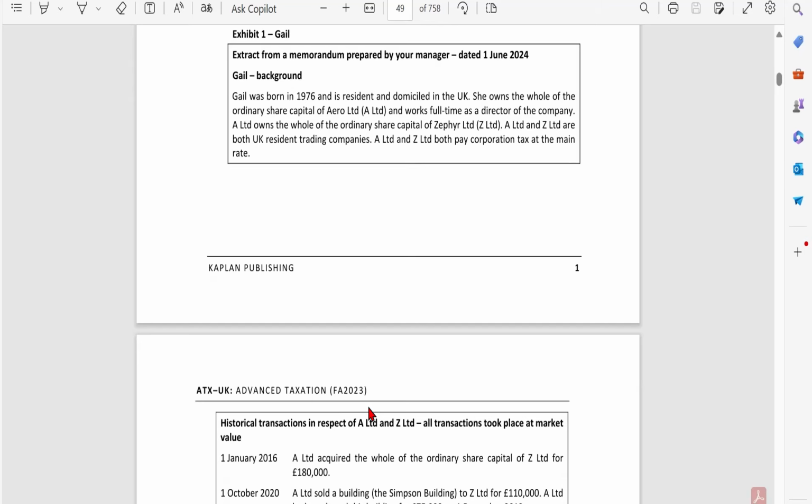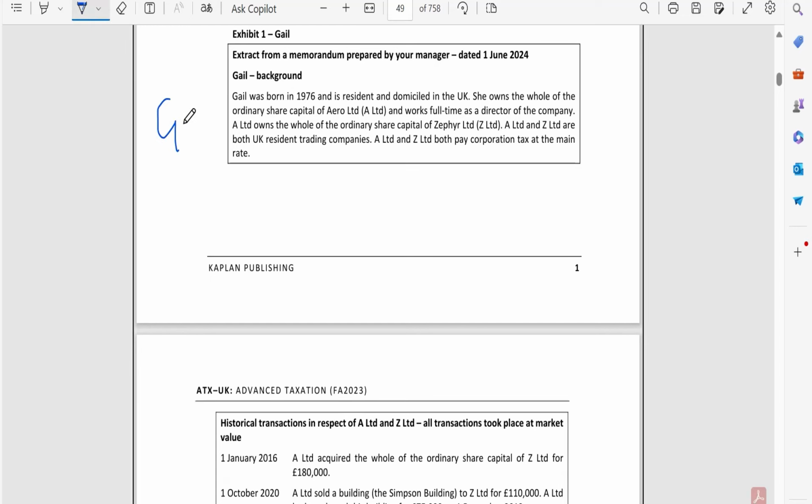Okay, so Gale owns the whole of the ordinary share capital of Aero Ltd. Let me make a diagram. Here is Gale, and Gale owns 100% of the shares of Aero Ltd, and Aero Ltd owns the whole ordinary share capital of Zed Ltd, which is also 100%.